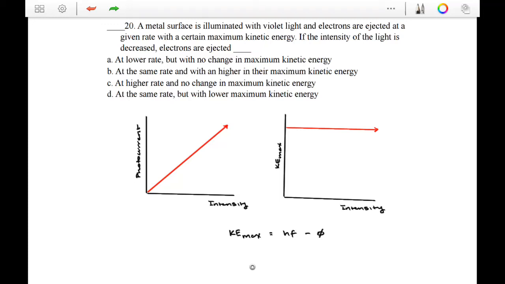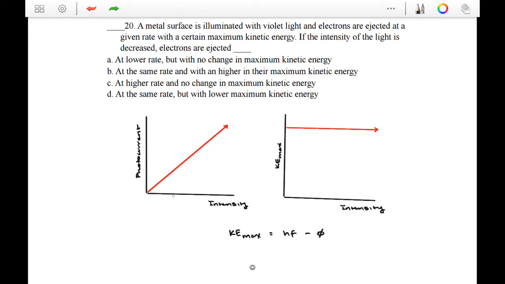Question 20 reads, a metal surface is illuminated with violet light and electrons are ejected at a given rate with a certain maximum kinetic energy. If the intensity of the light is decreased, electrons are ejected. The answer to this problem can be summarized quite easily just by looking at these two graphs here.